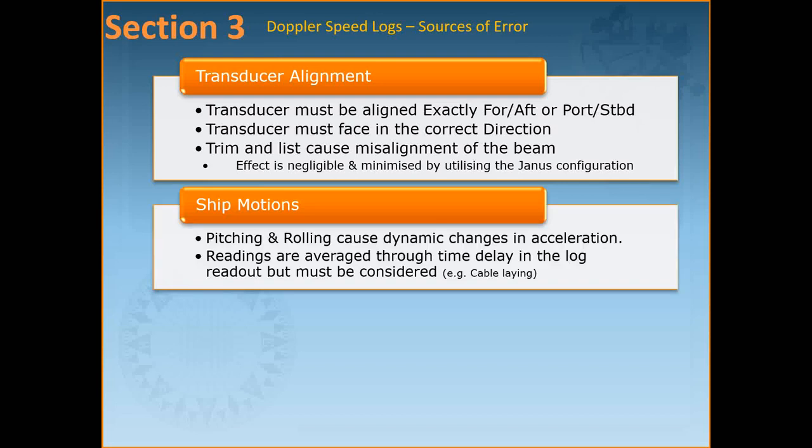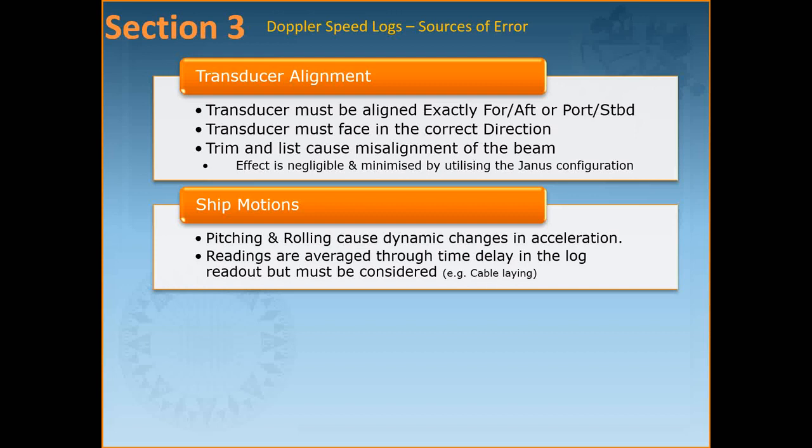Ship motions cause the next source of error. So rolling, pitching, surging and heaving all contribute to instantaneous acceleration and therefore changes in speed which the log is measuring. This may then differ from the true forward speed of the ship. For a fore and aft axis log, pitch is the most significant cause of error. For a cross-track log, errors caused by roll can be significant.